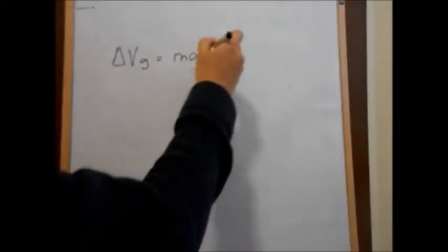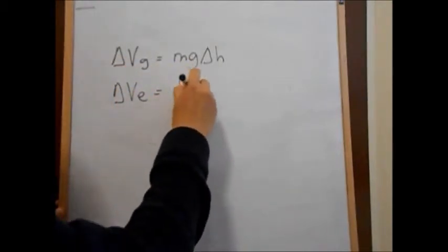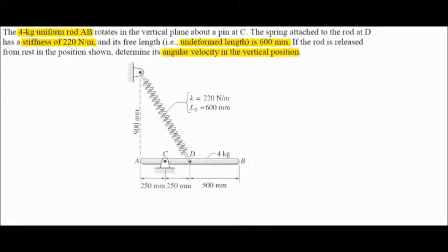Change in gravitational potential energy is mg delta h, and the change in elastic potential energy is half k delta x squared. To make it more clear, let's do an example.